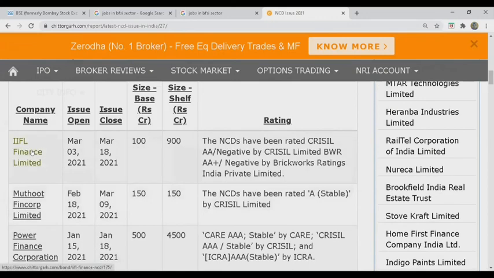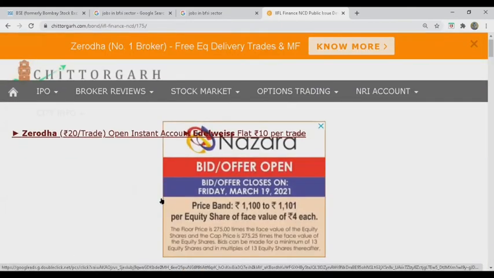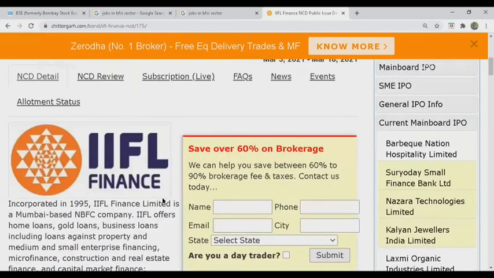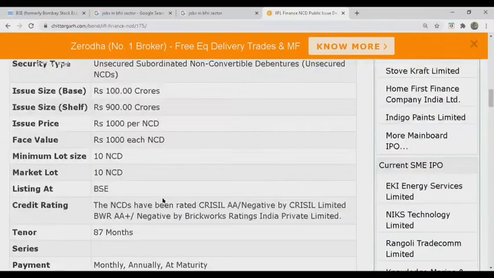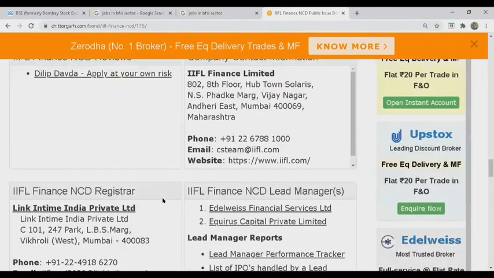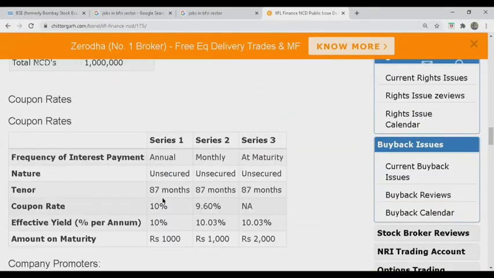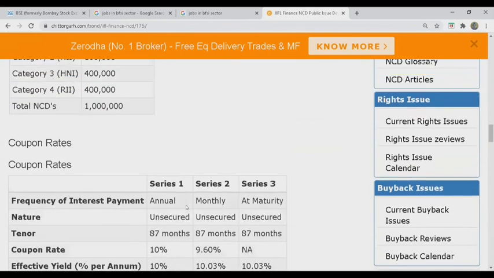If you go to this IIFL, which has a AA negative by CRISIL and AA plus negative by Brickworks, you will go here and see that while the banks are offering roughly around 6% or so on their fixed deposits. Okay, if somebody is investing in this kind of an instrument, this may be offering more. Let us see how much are they offering right now. Well, here 10%, and okay, it's mentioned here. They are offering 9%, 9.6 and 10%. So up to 10% is the yield. Okay, 10%. Isn't that a huge difference between 6 and 10?